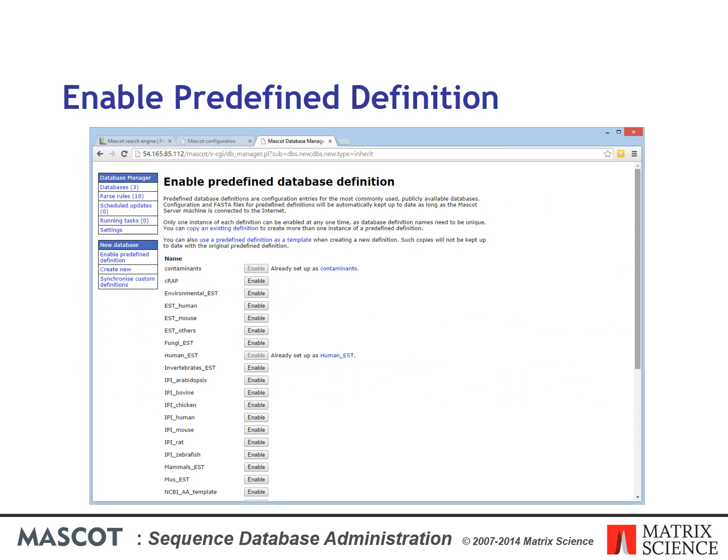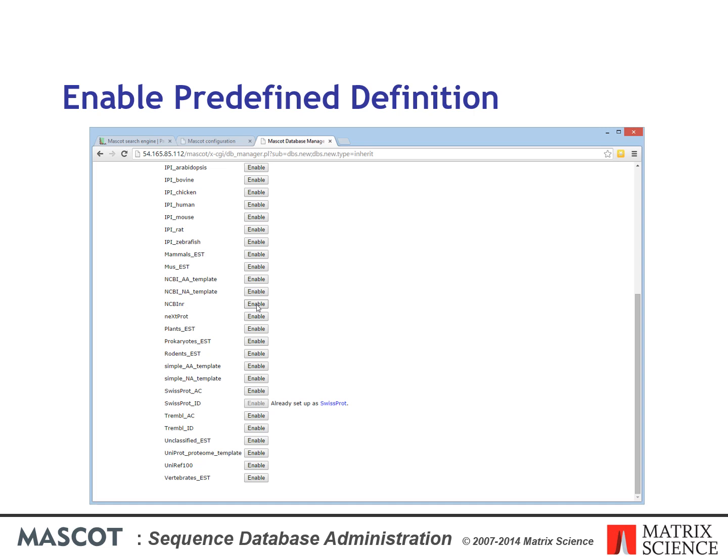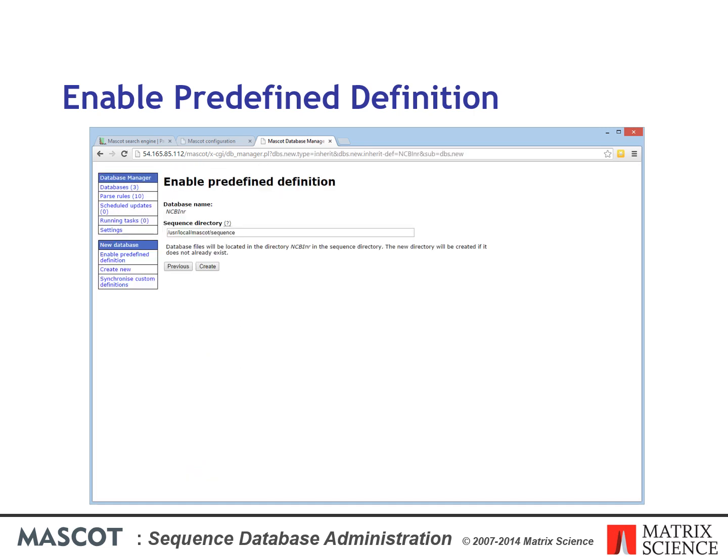Let's look at the first of these options, enabling a predefined definition, using NCBI-NR as an example. Scroll down to NCBI-NR and choose Enable. The default location for the local copies of the sequence database files is specified in Database Manager settings. You can also change the location for the new database here. New directories will be created automatically unless they already exist.